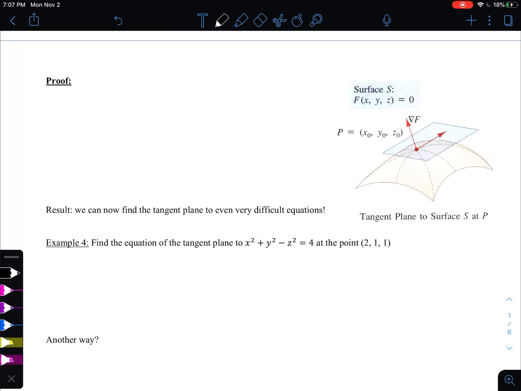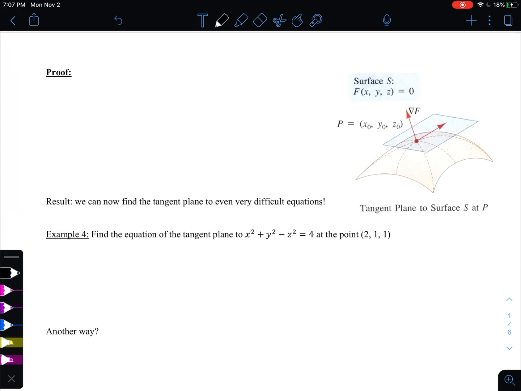Okay, but first, we're going to do a little proof. Why does this work? This is a little bit less mathematical, a little bit more verbal. That doesn't mean it's not mathematical, it just means it's less formulaic. So the chain rule is going to be key to our proof. So again, if you're watching this and you skipped over 13.5, go back and watch it again.